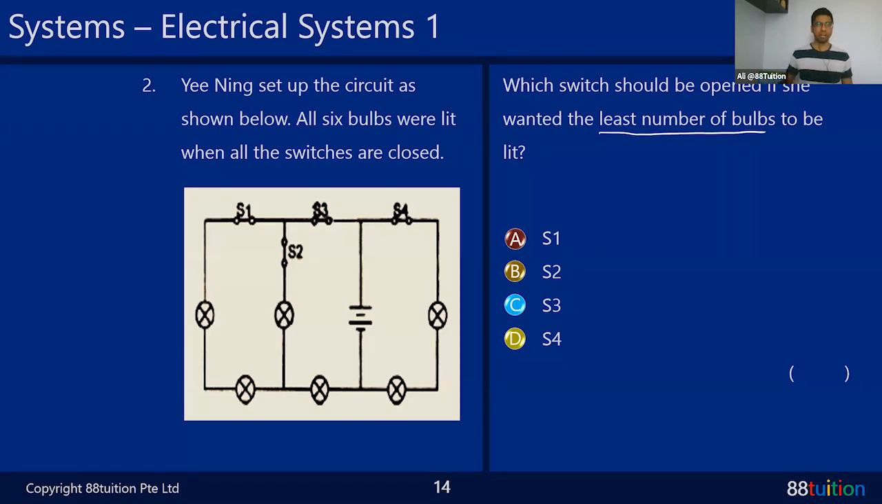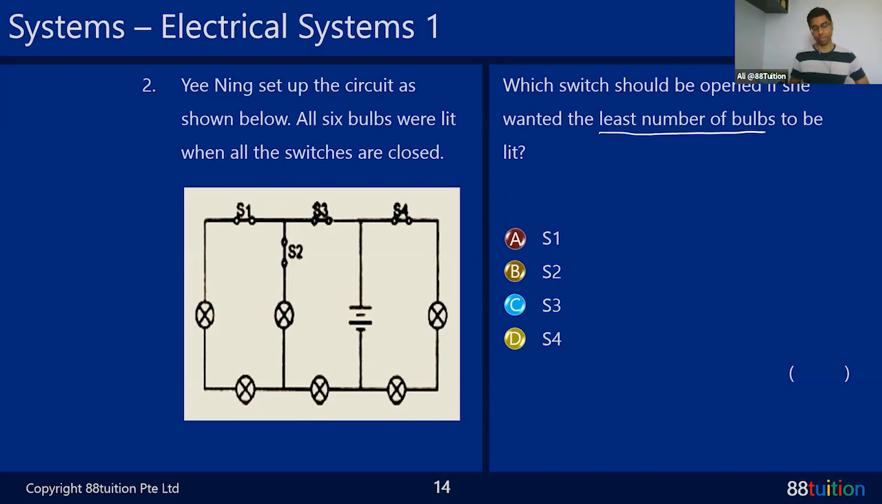You don't want a lot of bulbs. So your mommy says, putting on too many bulbs is wasting electricity, I have to pay too much. So I want you to only switch on the least number, maybe 1, 2 maximum. I don't want more than that. So which one do I need to open up? The switch that connects most bulbs, you open up, then you won't connect them, right?